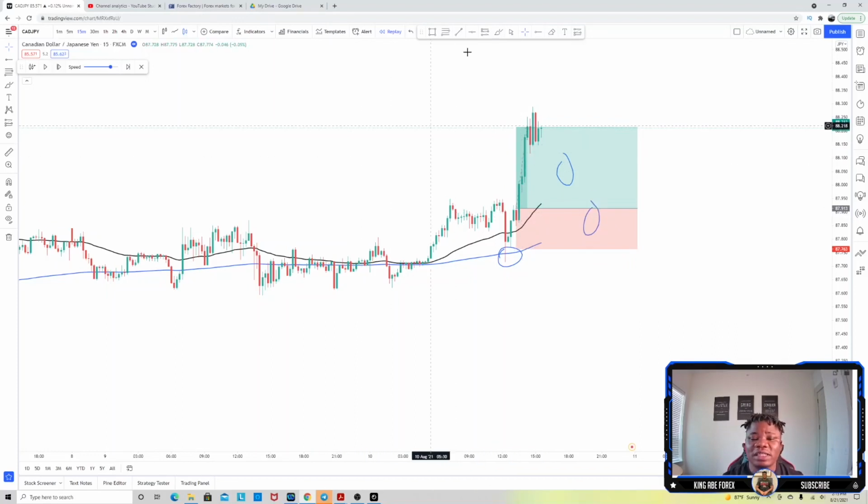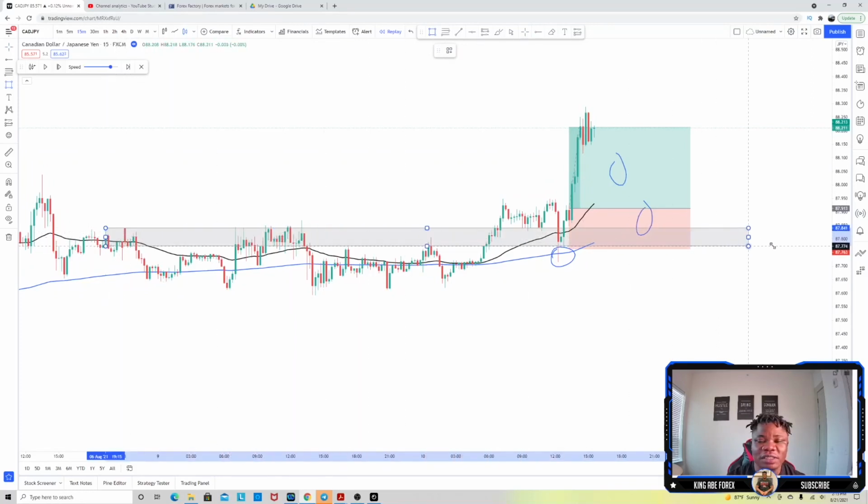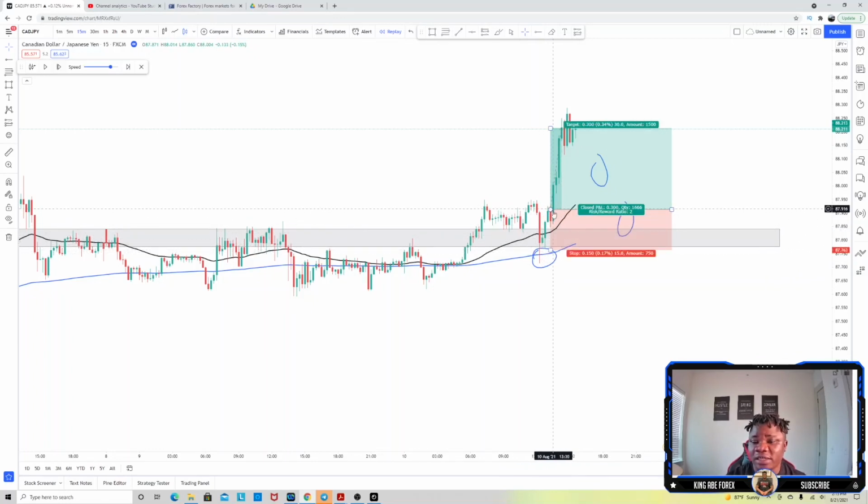Now, the second way is, if we look here to the left-hand side, for more confirmation, we can see that we had a resistance right over here. Now that we have this resistance zone, you just wait for a pullback. You can see we had that pullback here, and then you just get in at this bullish engulfing candle, and you set your take profit and your stop loss. So these are the 2 ways you can use this strategy for a buy trade.